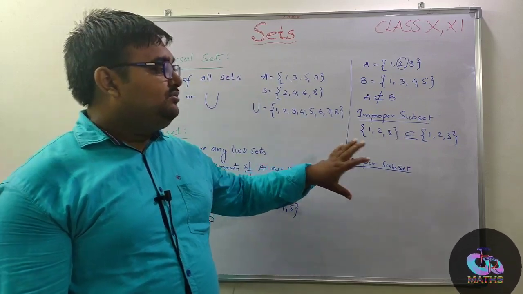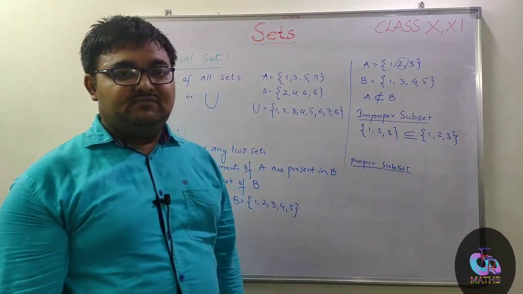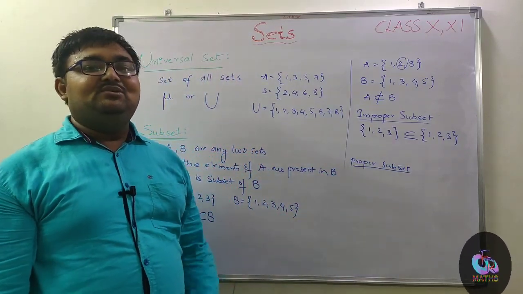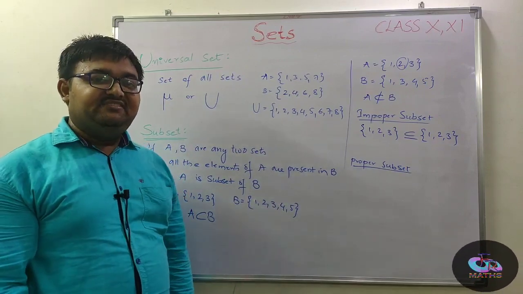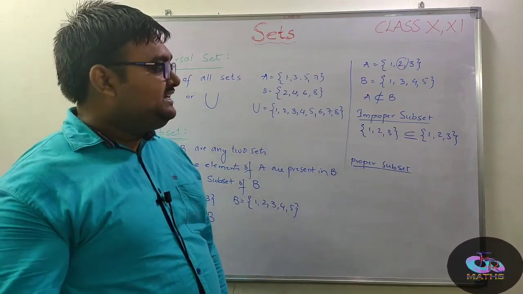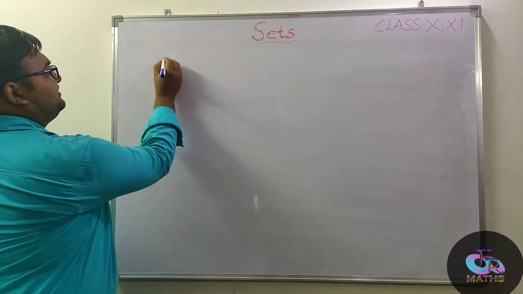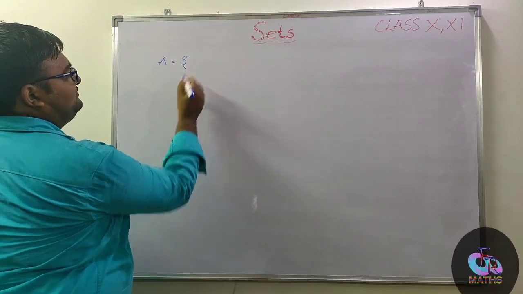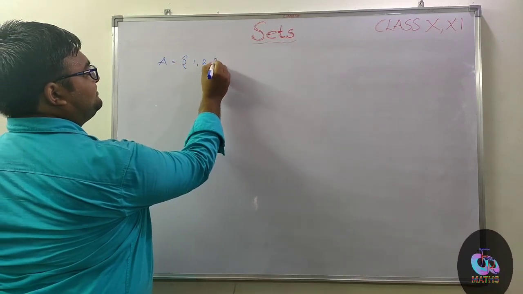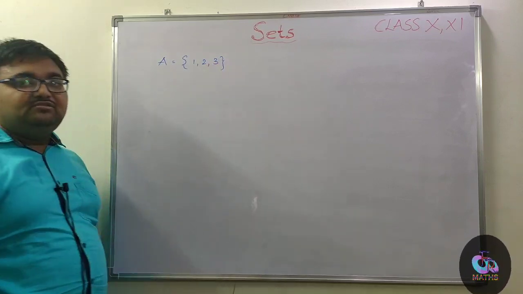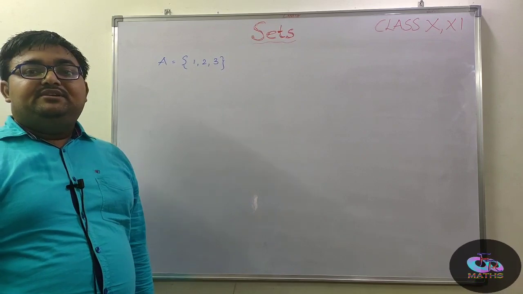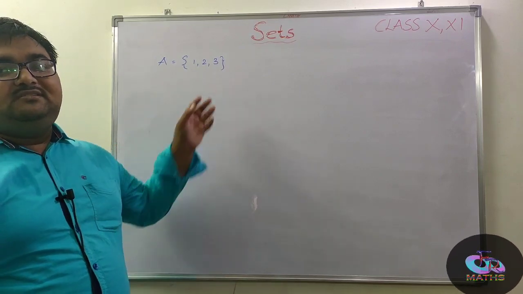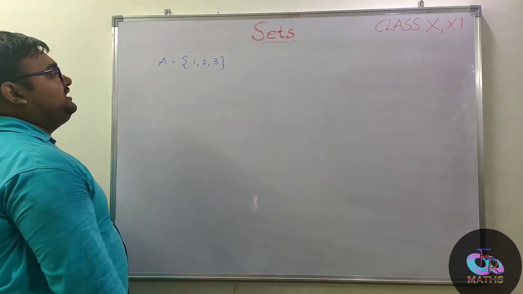So to discuss this, first of all we need to know the number of subsets that are present for a given set, right? So let us see that. If you consider a set A which contains the elements 1, 2 and 3, now we are going to write the subsets of this particular set A. Now what are the subsets?